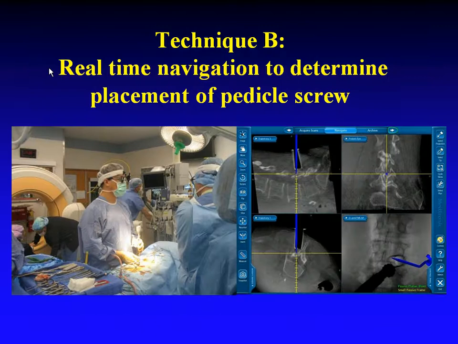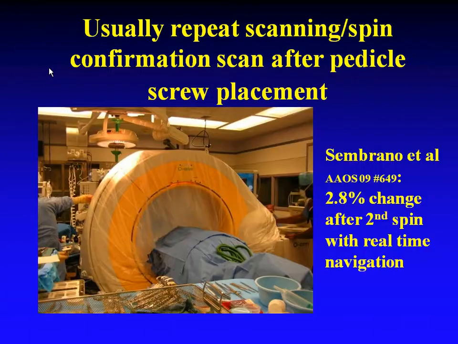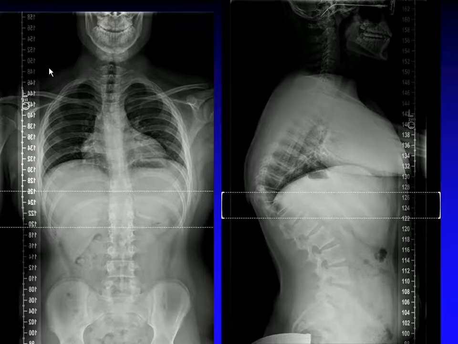The real-time navigation technique is a great teaching tool for those of you working at academic centers. This is a wonderful way for your residents and fellows to get experience with screw placement. But this is an expensive machine that costs around $1 million when all is said and done for the hardware and the software. And this is just a case.